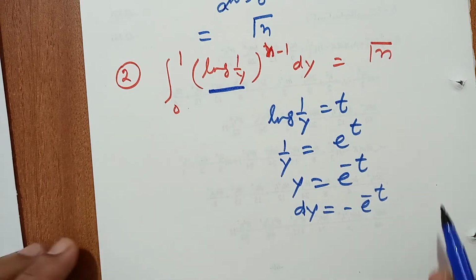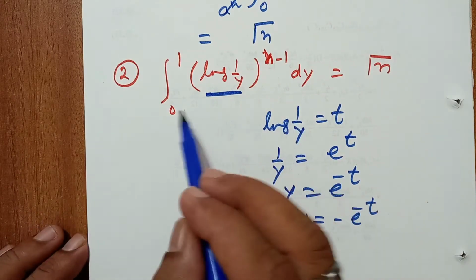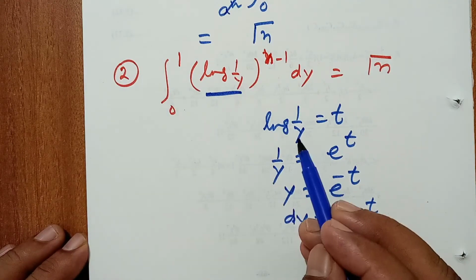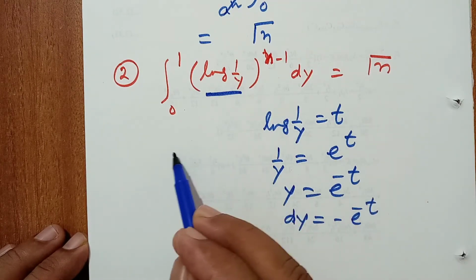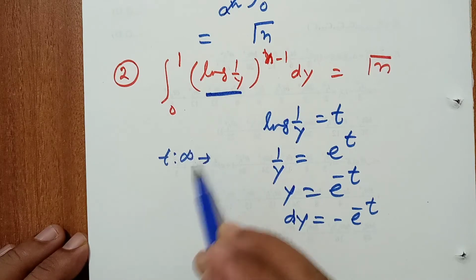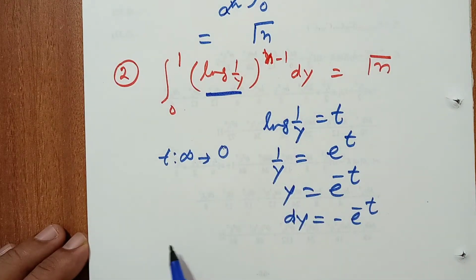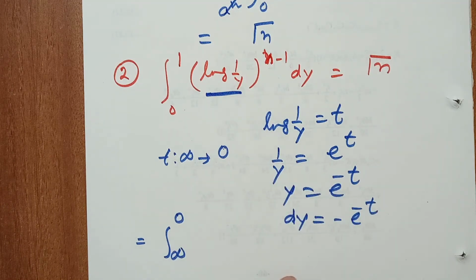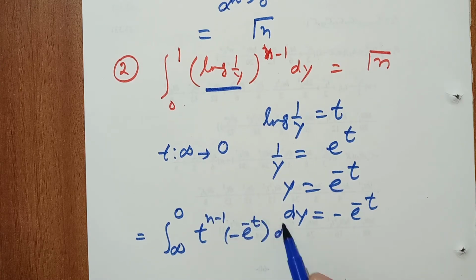Now what are the limits? When the lower limit of y is 0, you put 0, so 1 upon 0 is infinity, and log infinity is infinity. When the upper limit is 1, log 1 is 0. So this equals the integral from infinity to 0 of t to the power n minus 1, since log 1 upon y means t, and dy means minus e to the power minus t dt.